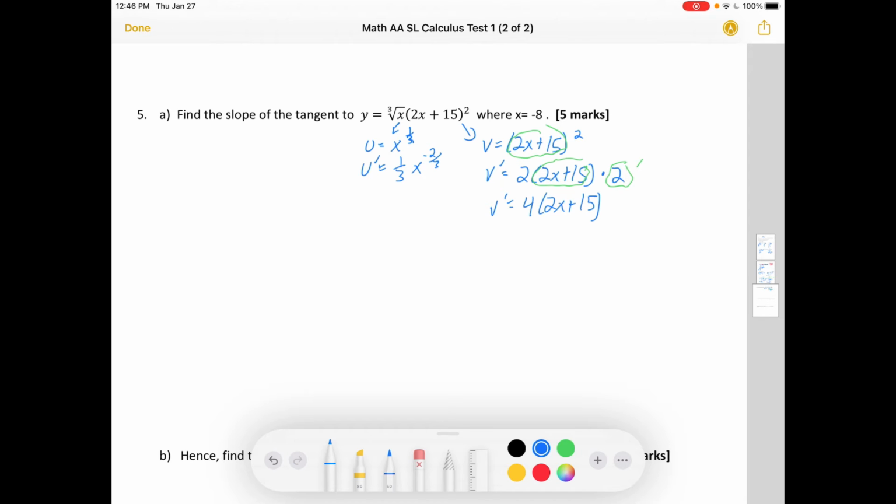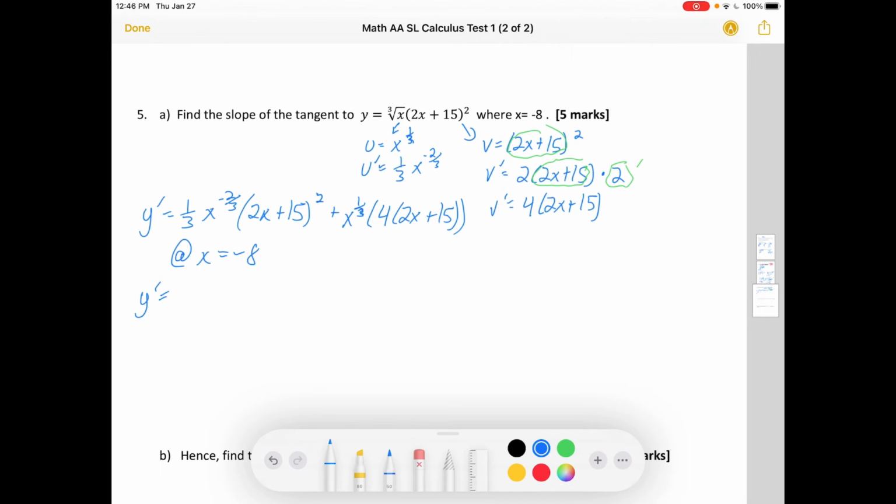All right. So we're now ready to find the derivative. It's going to be 1/3 x to the negative 2/3 times 2x plus 15 squared plus u, 1/3, that's the power of 1/3, times v prime. Now, you can simplify this as much as you want. It looks like enough of a mess that I'm just going to sub in some values.